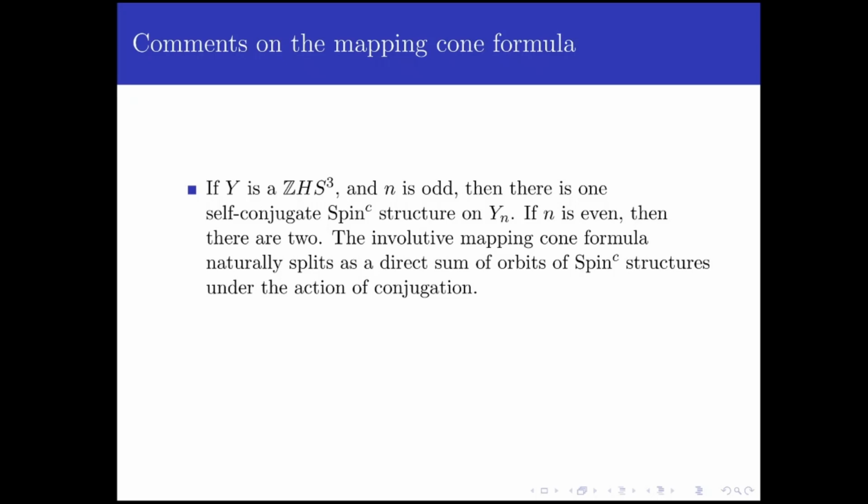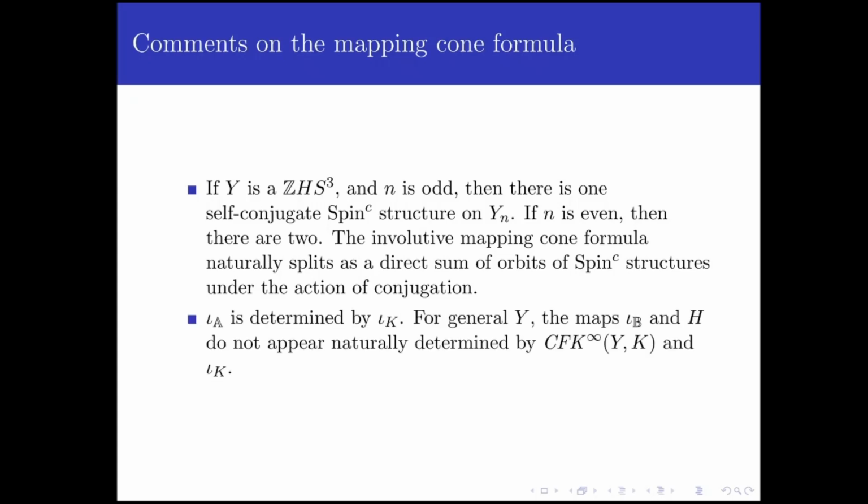So you can naturally compute, the mapping cone formula naturally splits over orbits of spin C structures under the action of conjugation. And some more comments about the maps appearing in the weak version of the cone formula. Iota A is actually just always equal to the knot involution up to, say, some very predictable shifts in indexing. Basically, just up to conventions, it's just equal to iota K on the nose.